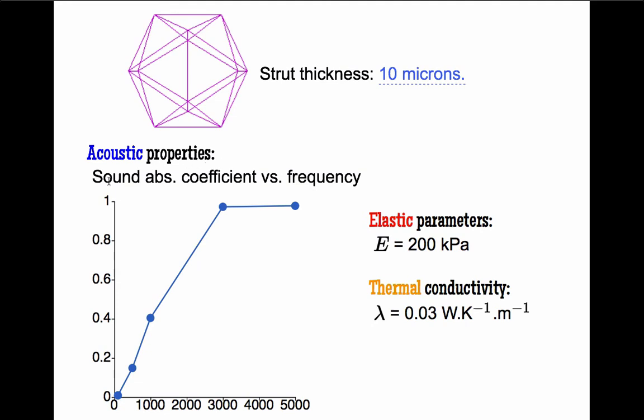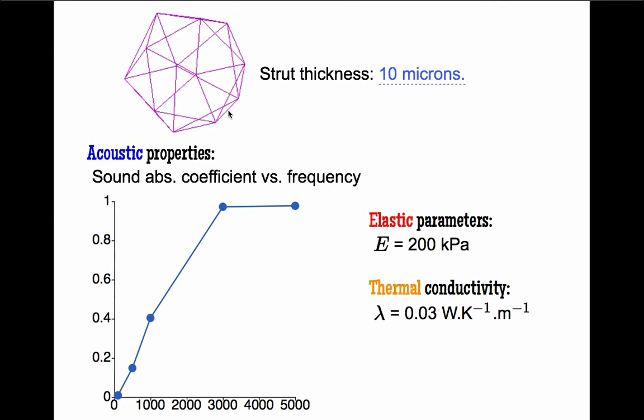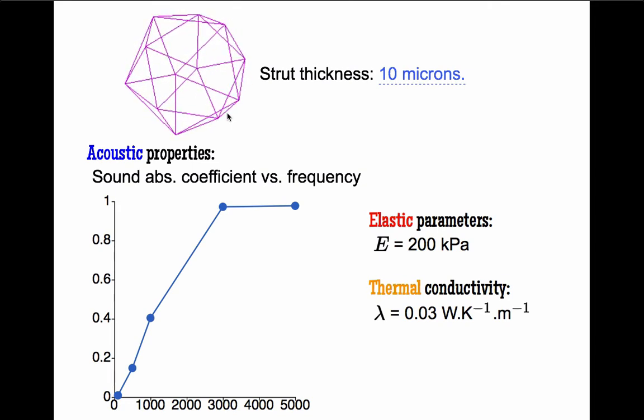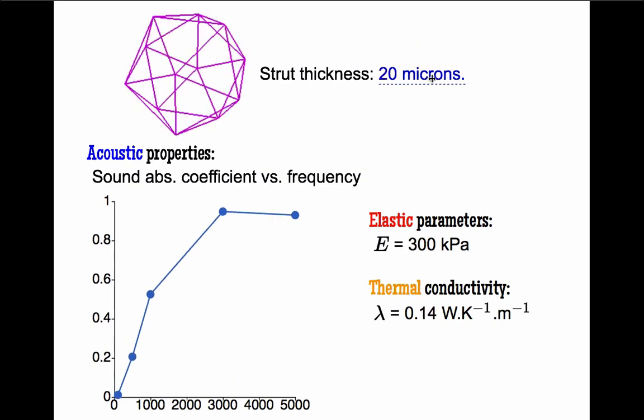For example, here we show the sound absorption coefficient for a given sample thickness as a function of the frequency. What is important here is the fact that this idealized cell is in fact a 3D object, so I can rotate it and you can better understand the geometry we are looking at in this slide. The other important thing is that I can change the strut thickness here from 10 microns to another value, and it computes the new elastic modulus, the new thermal conductivity and the new sound absorption coefficient for a given thickness.